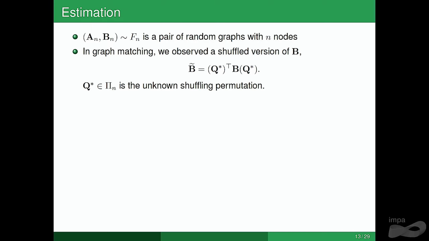Okay, so now the next question, now that we have the models, is how are we going to estimate the permutation matrix Q? The problem is that we're given two graphs, A and B. They come from some distribution F. In principle, in the graph matching problem, we're going to observe a shuffled version of B. The problem here is to find a permutation that relates A and B. So once we generate the two graphs, A and B, we're going to shuffle the edges by some permutation Q star, which is basically the one that aligns the vertices of the graphs.